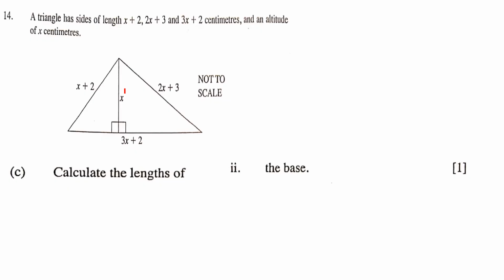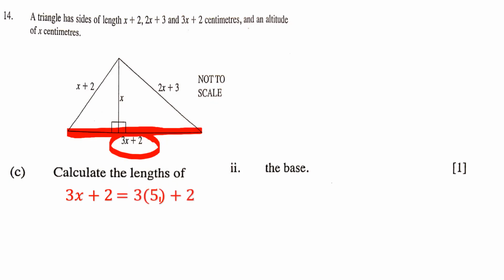Let's move on to the next question. Now they want the base. The base is this. This is the base of the triangle. The altitude is perpendicular to the base, and the base is here. So the base is what? 3x plus 2. What is x? Well, x is 5, so we substitute 5 for x. 3 times 5 is 15, and 15 plus 2 is 17. So the length of the base is going to be 17.